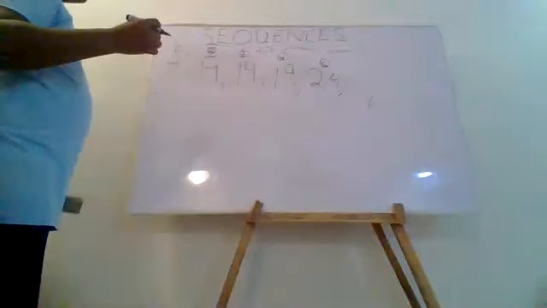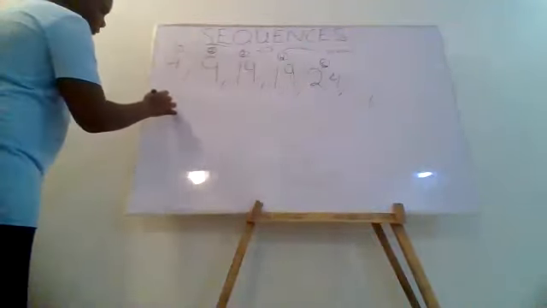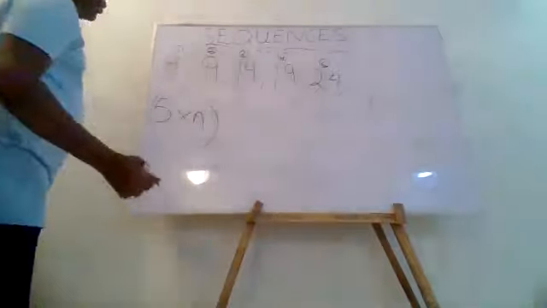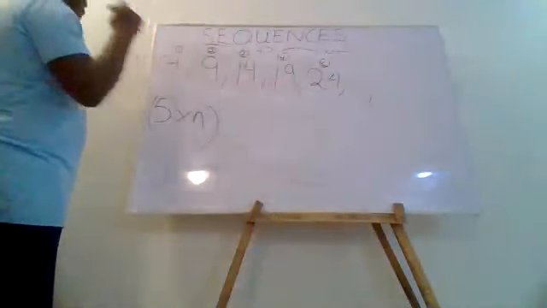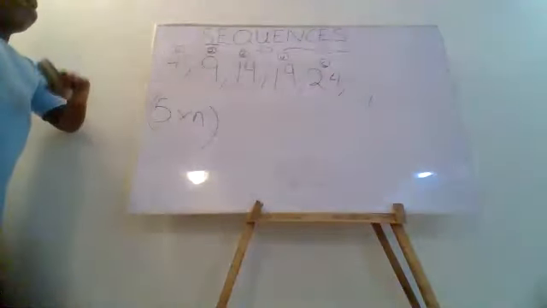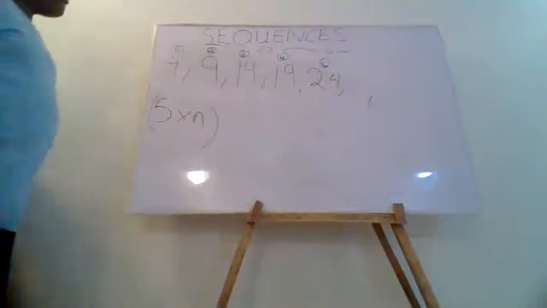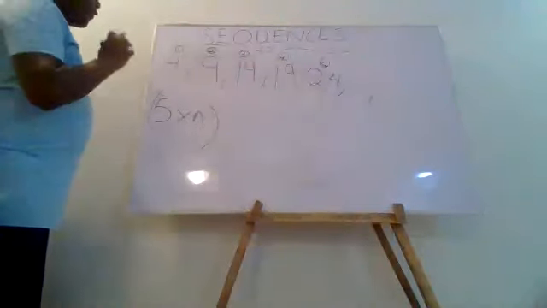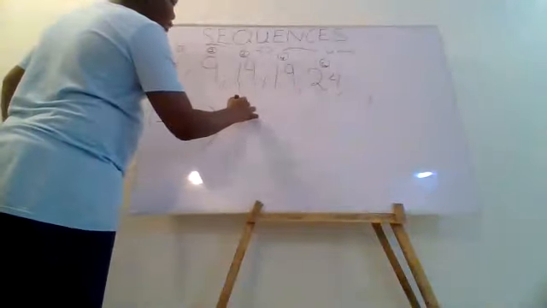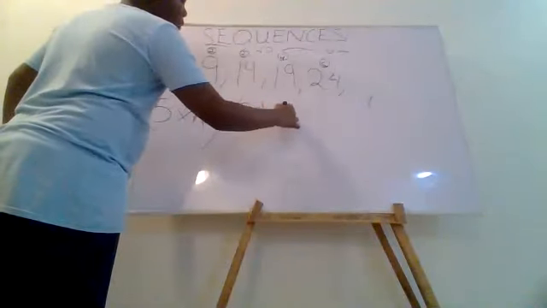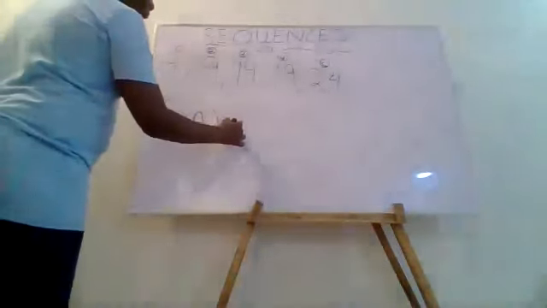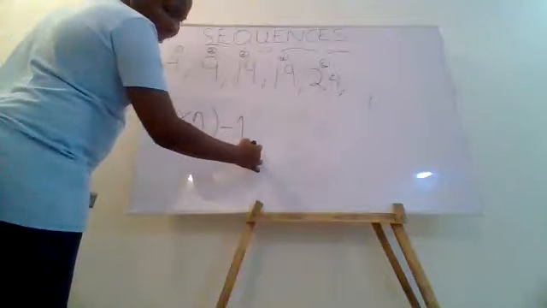Now with our term to term rule, which is 5, very simple, we put 5 times n, and we know how to do it. 5 times 1 is equal to 5, but in this case the first term is not 5, it's 4. That means something was done to it. And what was done to it? 5 times 1 is 5, and to get 4 we subtract 1, so 5 minus 1 is equal to 4. So the position to term rule wouldn't be just 5 times n, it will be 5 times n minus 1.